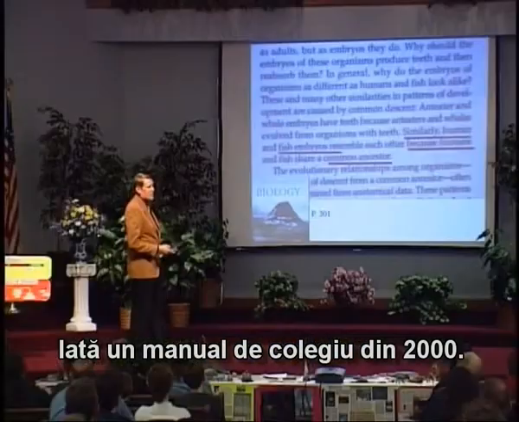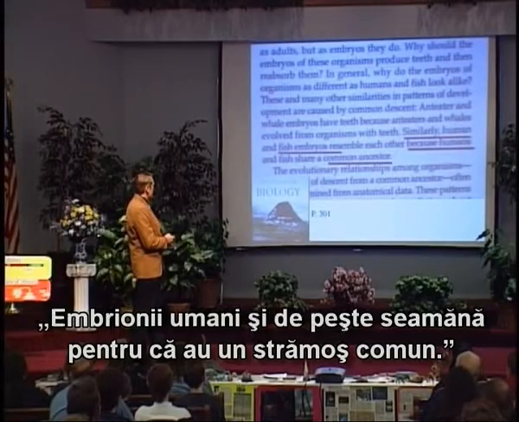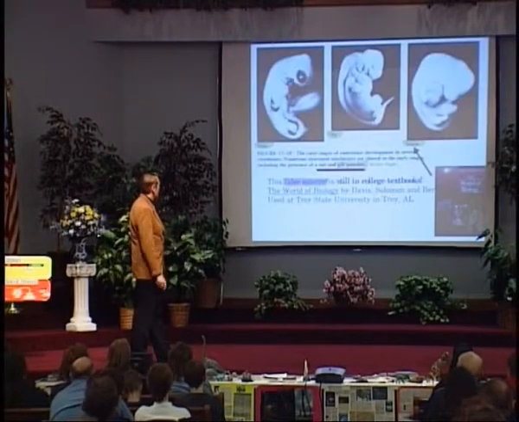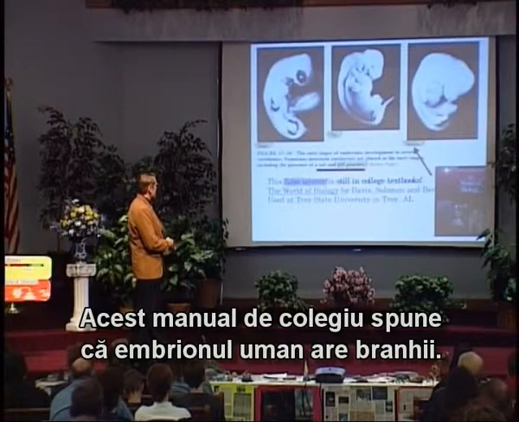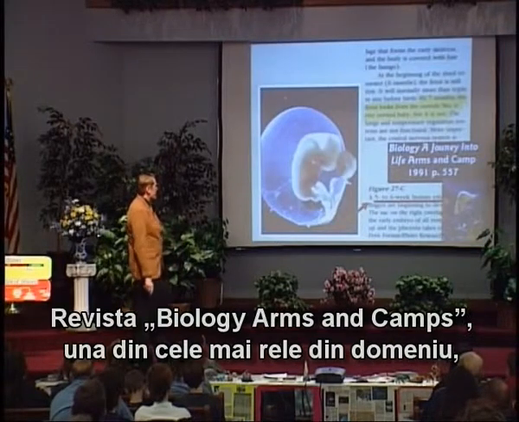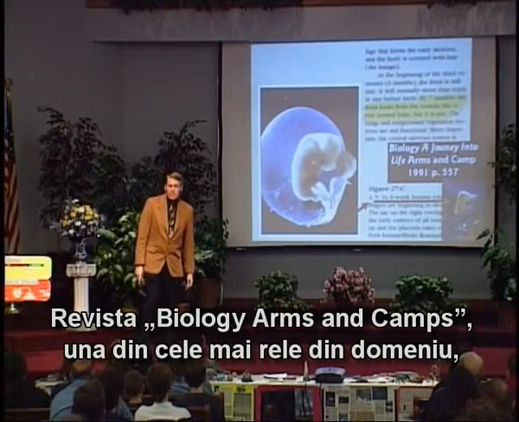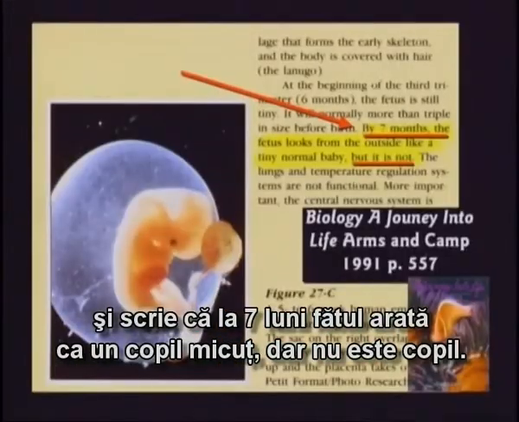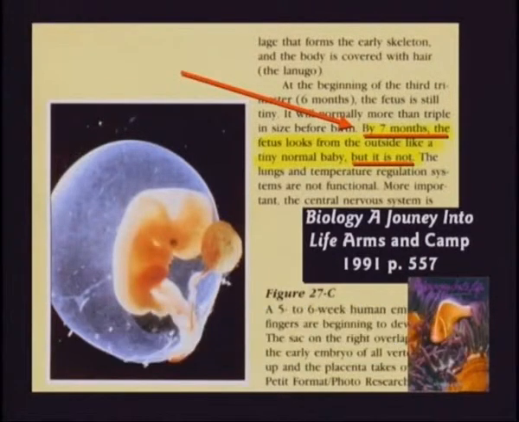Here's a 2000 college textbook. Humans and fish embryos resemble each other because humans and fish share a common ancestor. This college textbook says the human has gill pouches. Biology, Arms in Camp, one of the worst ones there is, shows a 5 to 6 week embryo, but then it says by 7 months, the fetus looks like a tiny normal baby, but it's not.